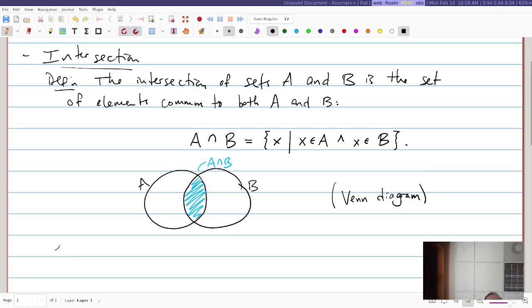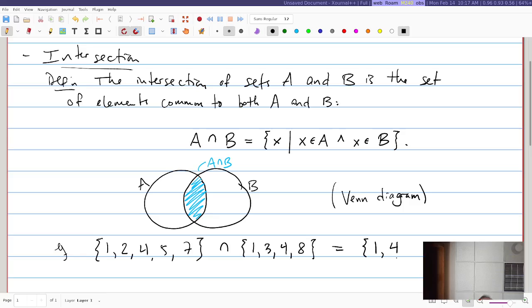As an example, if I have a set {1, 2, 4, 5, 7} and I find the intersection with {1, 3, 4, 8}, well, it's just which elements are common to both. It looks like 1 is in both of those, 4 is in both of those, and I think that's it, right? So that would be the intersection of those sets.